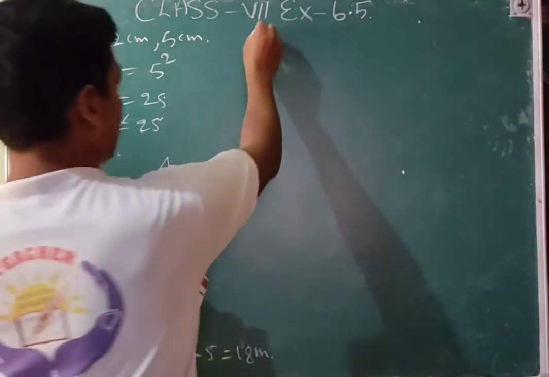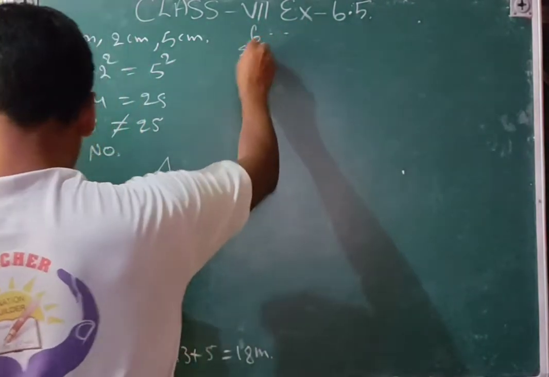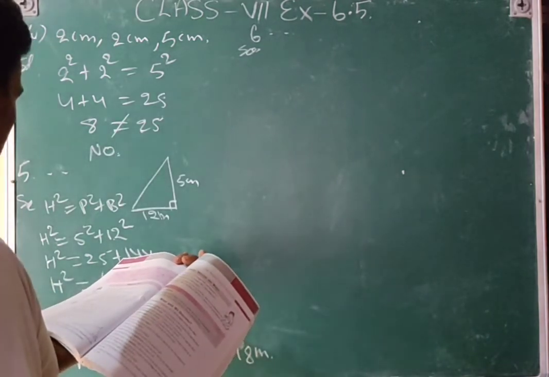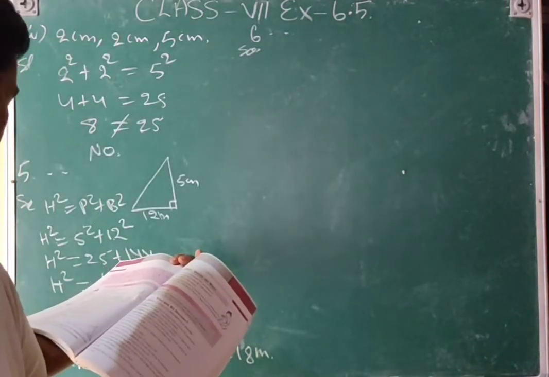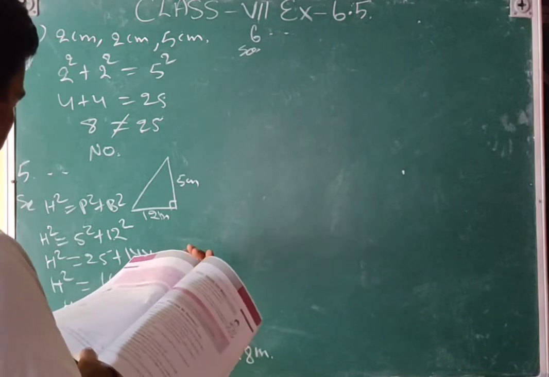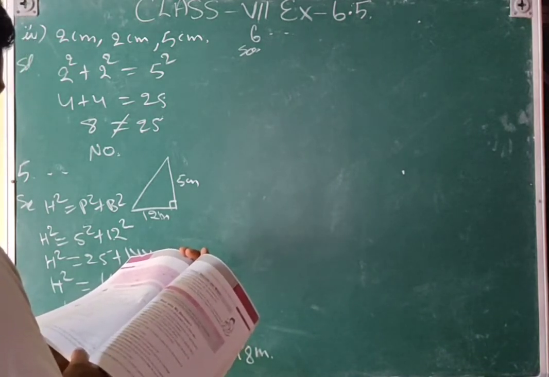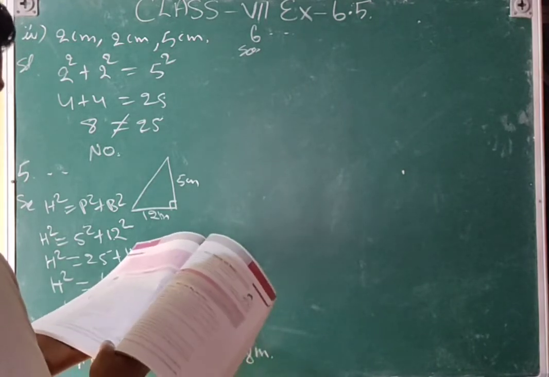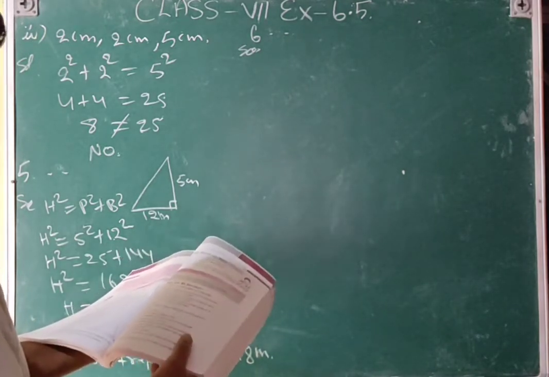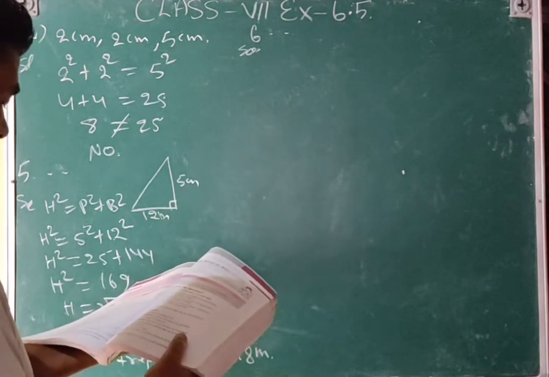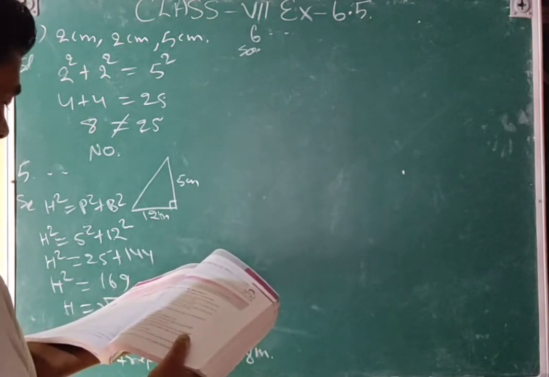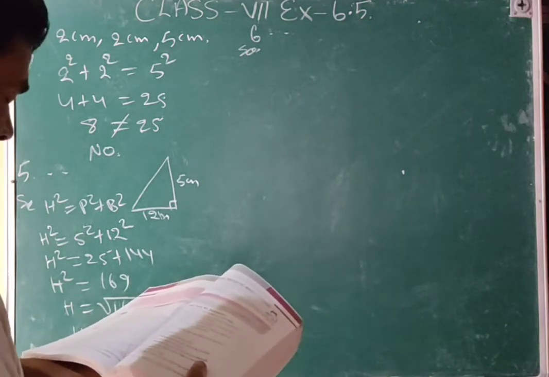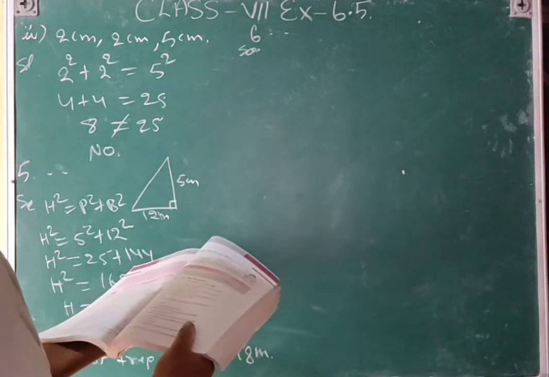Question number 6. Angle Q and R of the triangle PQR are 25 degree and 65 degree. Which of the following is true? PQ square plus QR square is RP square. No, wrong. That is false.